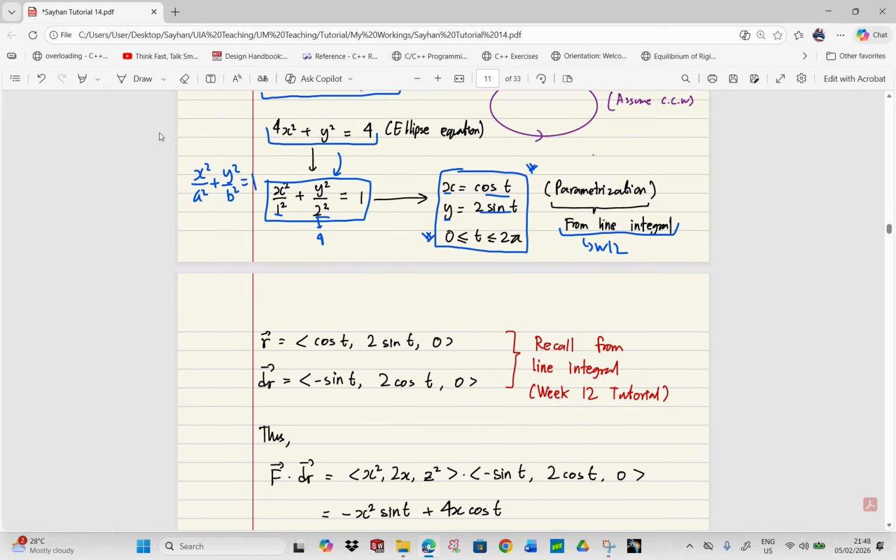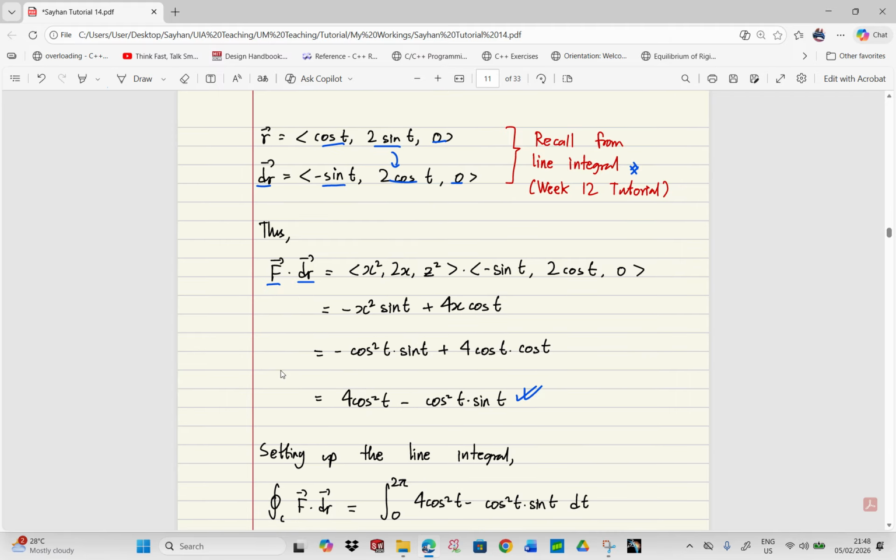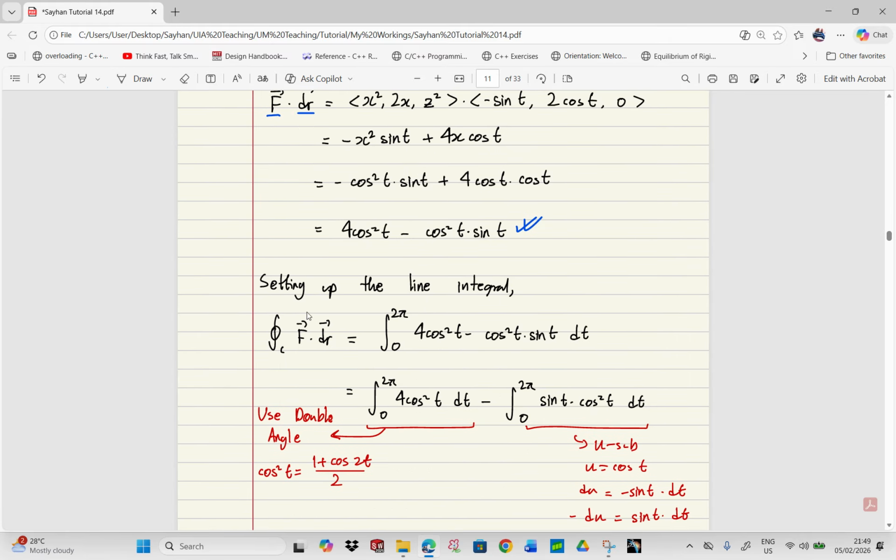So our r is based on the parameters themselves: cosine t, 2 sine t, and 0. Of course when you differentiate with respect to t, this is what we end up having. You have to recap this from your line integral chapter, and then we do the dot product of F and r. So eventually we end up with 4 cosine squared t, cosine squared t, and sine squared t. So we set up the integral.